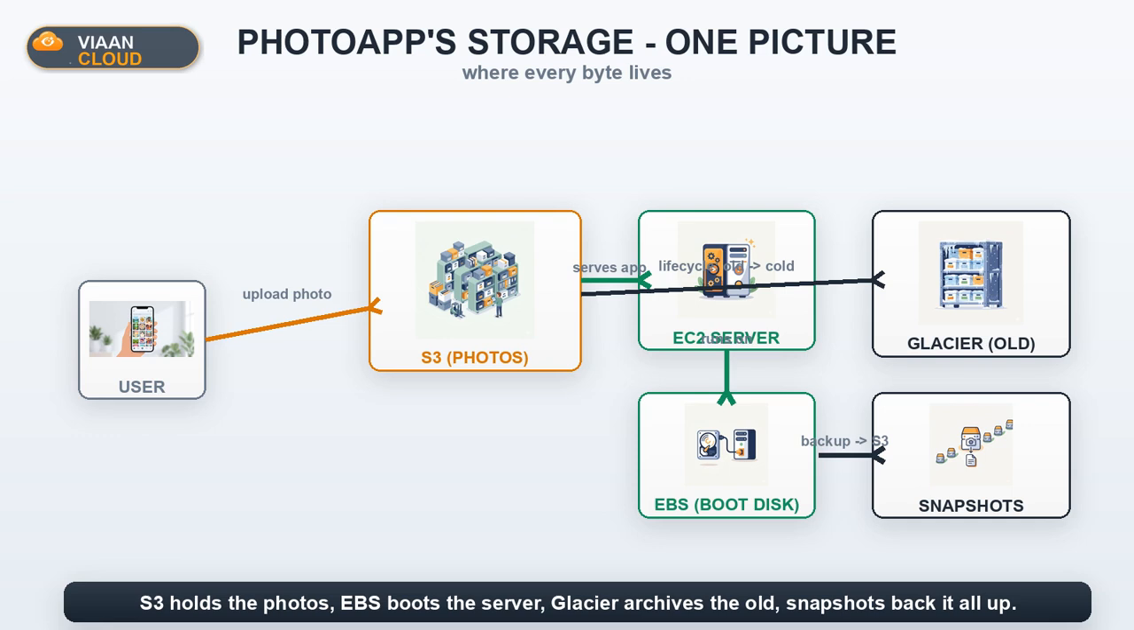Here's the whole storage picture in one diagram. A user uploads a photo, it lands as an object in an S3 bucket. The web server runs on an EC2 instance whose disk is an EBS volume, and that volume is backed up by snapshots, which themselves live in S3. Meanwhile, a Lifecycle rule continuously sweeps old untouched photos from S3 standard down into Glacier to slash the bill. Notice the pattern, S3 sits at the center, durable and cheap, while EBS serves the one server that needs a fast local disk. That is a real production storage layout.